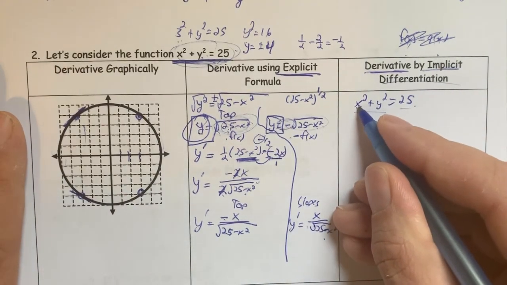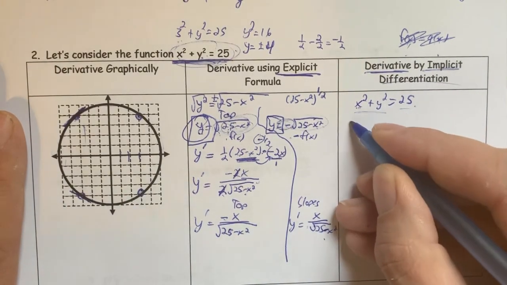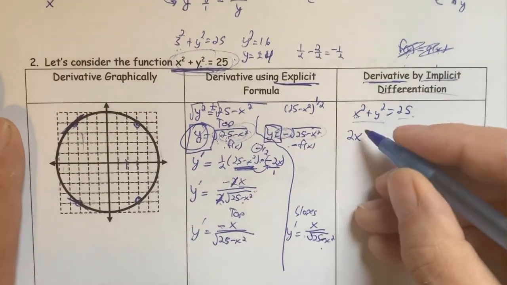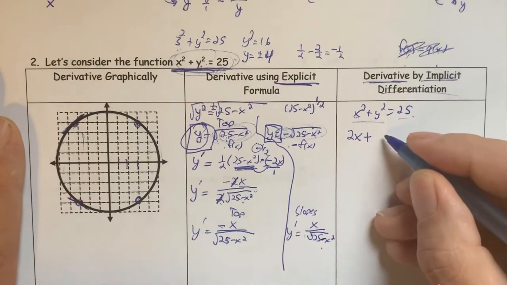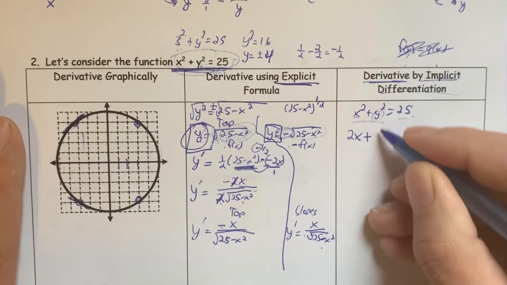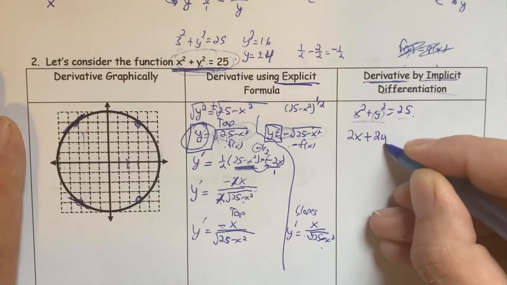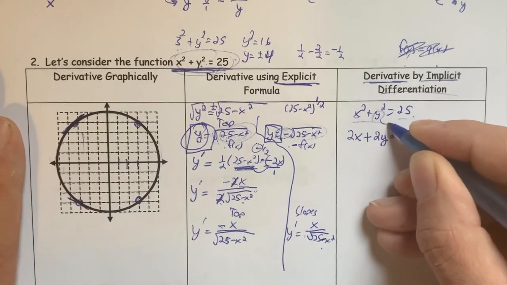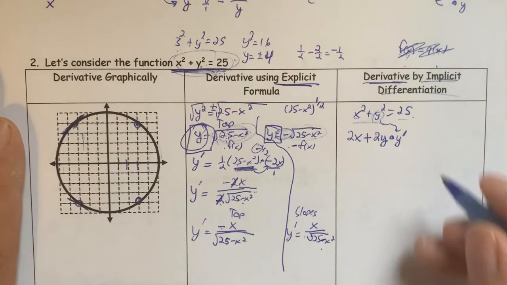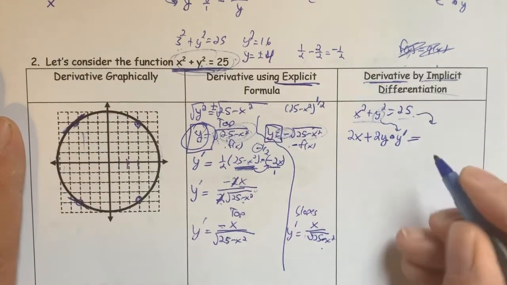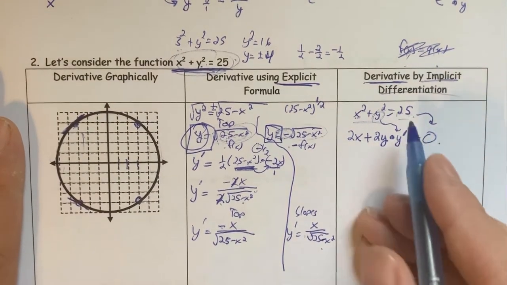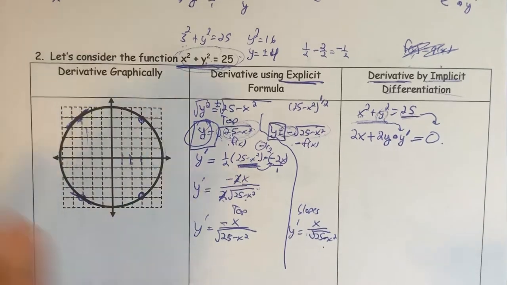Let's see. How do we do the derivative of the left side? Well, the derivative of x squared is 2x, and this is where things are a little tricky, so be careful. The derivative of y squared is a chain rule thing because it's not an x. The derivative of y squared is 2y times the derivative of the inside function, which is y prime, equals, and this is something kids mess up sometimes, the derivative of the other side is 0. Don't put equals 25. You have to do the derivative of both sides. You can't do the derivative of just one side.